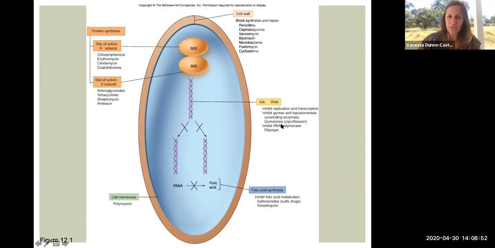Here are some examples. Your quinolones will be specifically targeting your enzymes involved in nucleic acid synthesis. This is Cipro, if you've heard of this before. It's a really common antibacterial medication. Sulfa drugs and trimethoprim are often given in combination for folic acid synthesis as synergistic drugs, and then your polymyxins fit in here as cell membrane drugs.